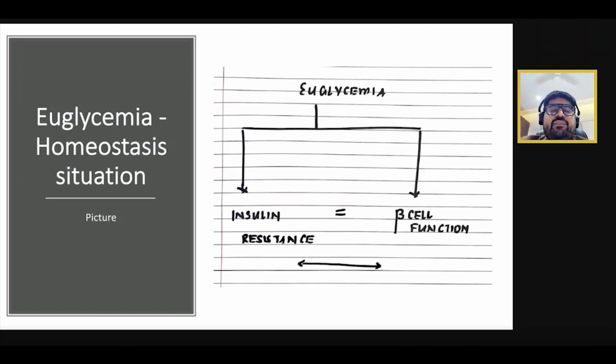Let's move ahead. So like I said, the body tries to maintain a state of euglycemia. At this stage, insulin resistance is equal to beta cell function. If you put it in a mathematical formula, insulin production is equal to insulin resistance. And if this state is achieved, you maintain a perfectly normal blood glucose. That is euglycemia.